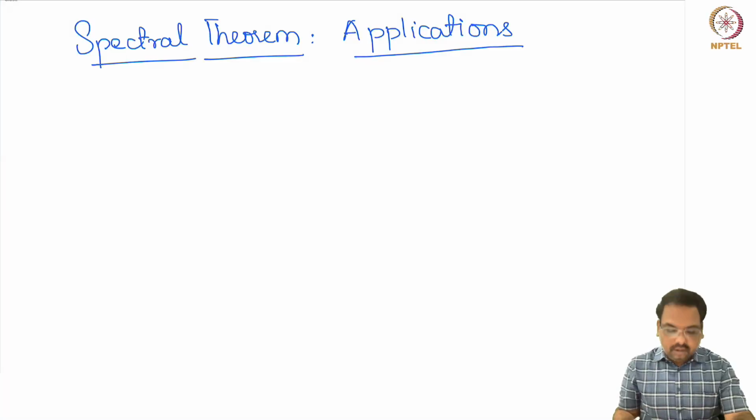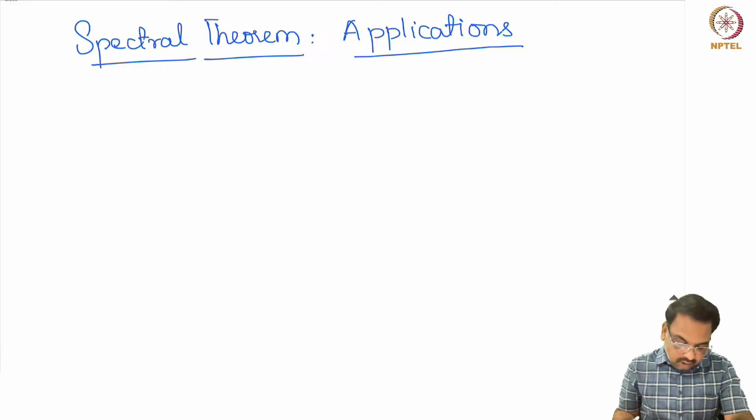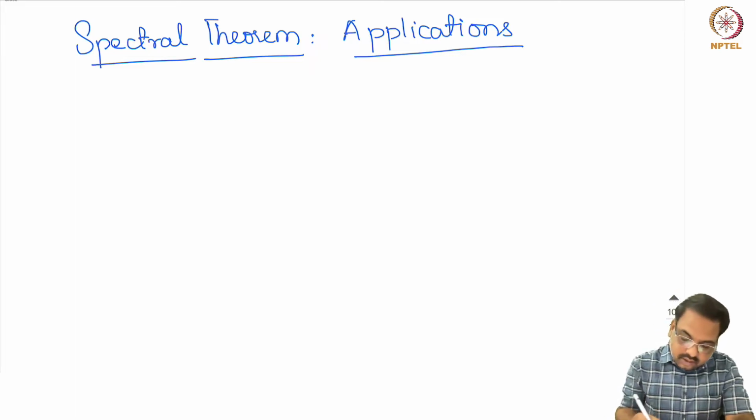Hi everyone. In the last lecture, we discussed the spectral theorem and a few examples to illustrate it. Today, we are going to discuss one more important application of the spectral theorem, namely, we want to look at polynomials of self-adjoint operators. Okay, so let us quickly recall.